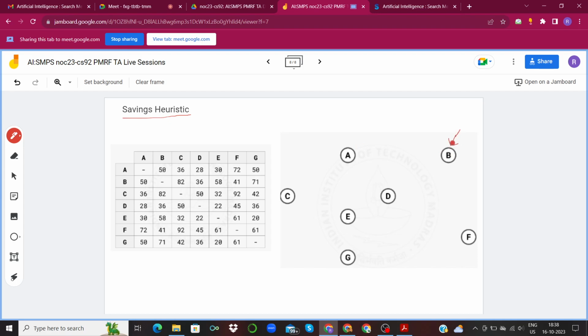That will be your base node for the savings heuristic, and then you will draw these kinds of edges for each node other than B. If you start with B as your base node, then you will have an edge going from B to A and A to B. Similarly, you will have an edge going from B to C and C to B. Each of these will have a cost associated with it. I'm not drawing the rest of the edges.